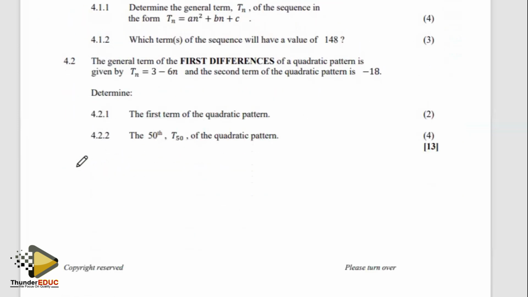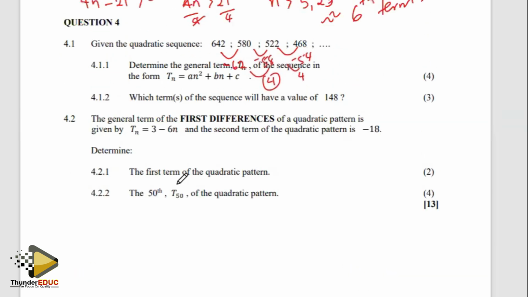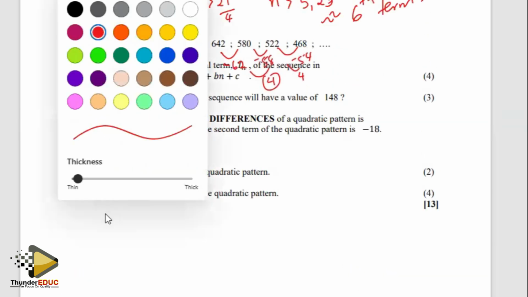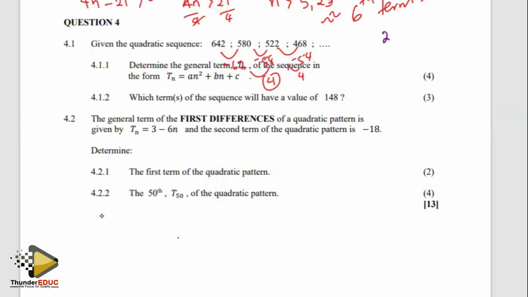Question 4. We have a quadratic sequence: 642, 580, 522, 468, and so on. They want us to get the general term. So we know that if we subtract, T2 minus T1, I'm getting negative 62. Then I'm getting negative 58, negative 54. And then I'm having a positive 4, positive 4. So this should be equated to 2A, okay? So which means that my 2A is a 4. And then A is a 2.